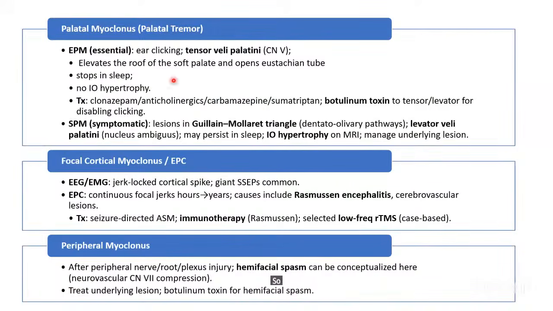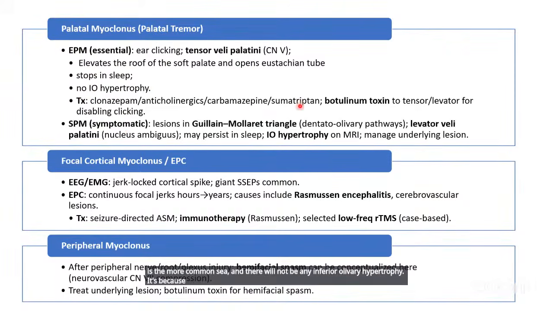So palatal myoclonus, I'll skip this as we just discussed it. I'll just tell the two important points. In essential palatal myoclonus, tensor veli palatini is the more commonly involved muscle, and there will not be any inferior olivary hypertrophy. In symptomatic palatal myoclonus, it's mainly involvement of the Guillain-Mollaret triangle, and inferior olivary hypertrophy is seen.